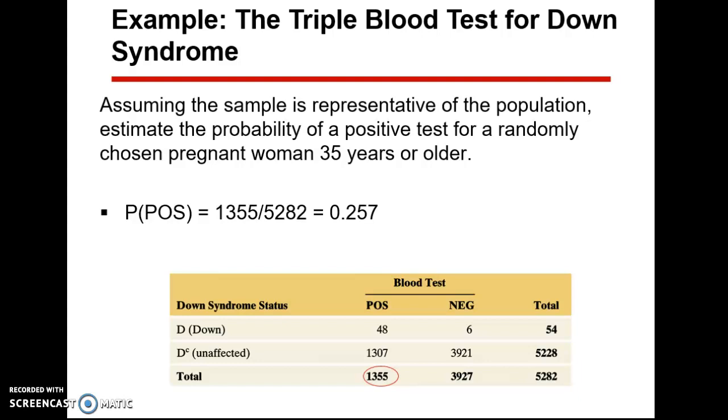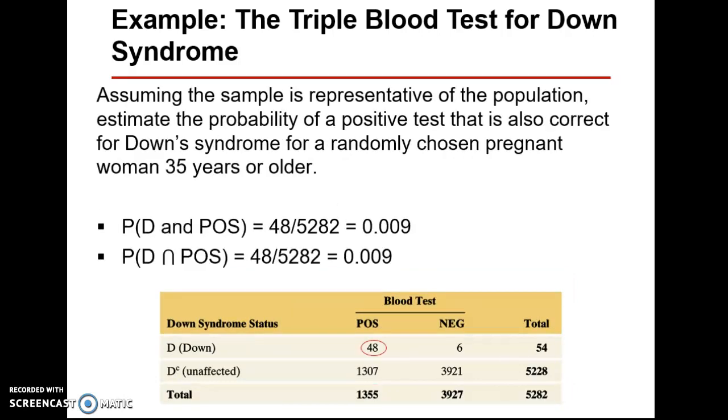And here we're going to look at the total positives, which is 1,355, compared to the total women in the study, which was 5,282, and we're going to calculate that percentage, that probability of being positive, slightly over 25%, about 26%. Now we're going to do the same thing. We're going to look at the intersection between children who had Down syndrome, as predicted, and who had a positive test. And I've circled that for you, 48, compared to the total of 5,282.